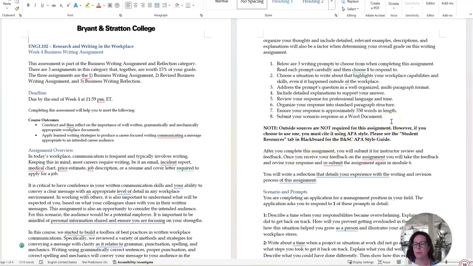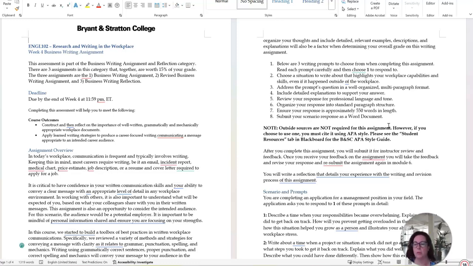It's going to be about 550 words in length. And it's going to be on a Word document that gets uploaded, okay? So that's important to know. So this is a scenario that happened in your own life. You don't need to use any outside resources. In fact, I don't really want you to, because this is going to be your own writing.